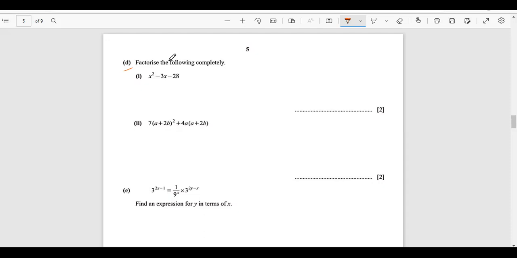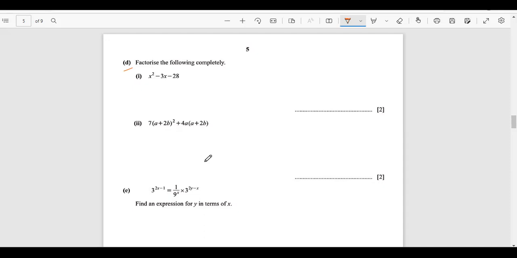Is it x plus 4, x minus 7? Okay, so you are done with the first part. All right, just give me 1 second. X minus 4, x, sorry, say it again. X plus 4, x minus 7. Very well done. Excellent. Yes, that is correct.